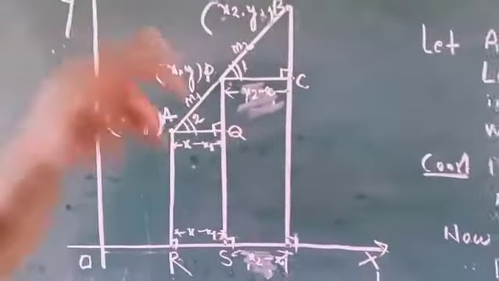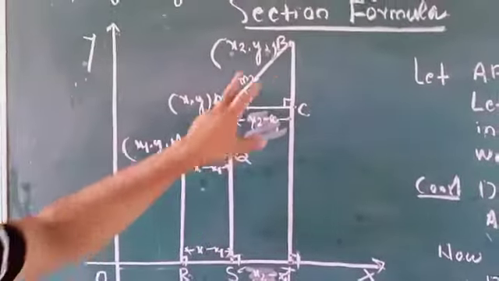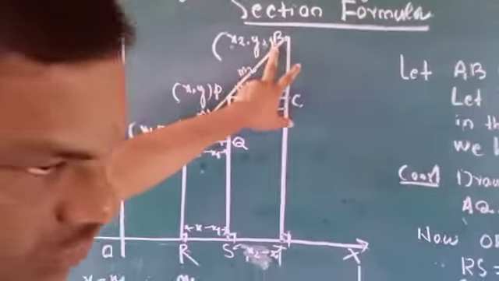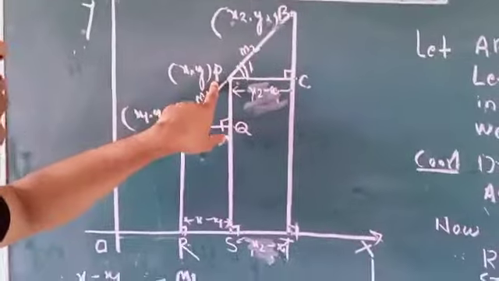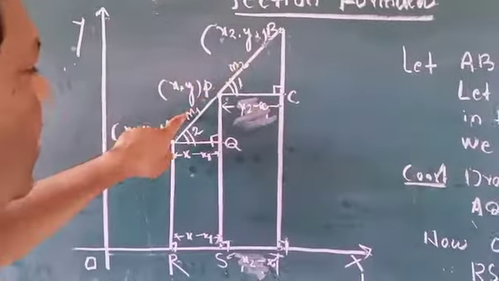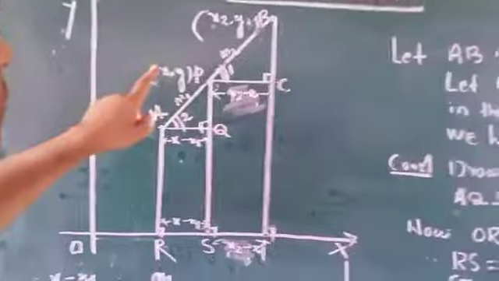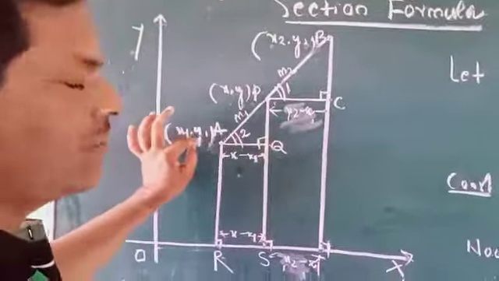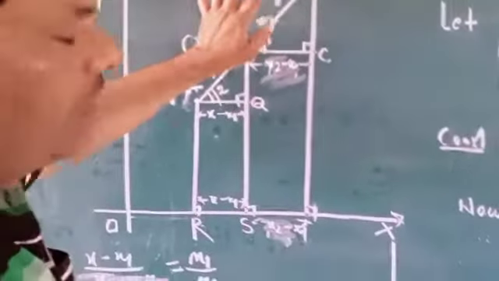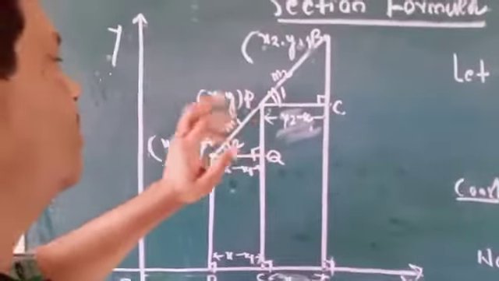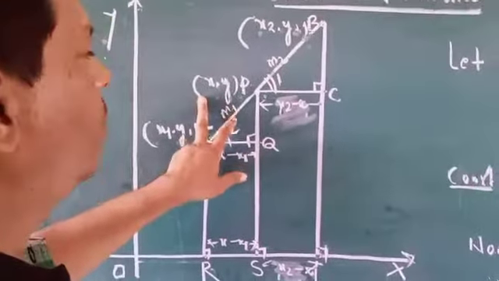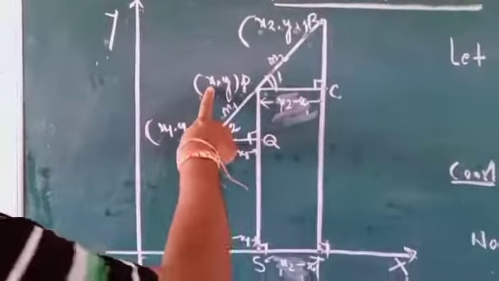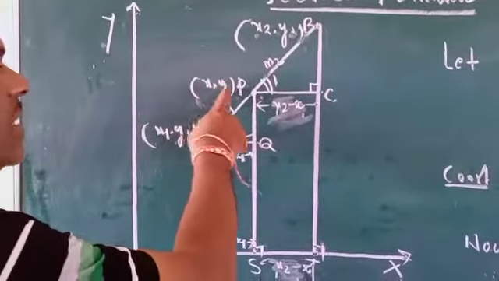Understood what I told? XOY is a plane, AB is a line segment, the coordinate of A is (x1, y1) and the coordinate of B is (x2, y2). Let P be a point which divides AB in the ratio m1 is to m2, where the coordinate of P is, suppose, (x, y). The coordinates of A and B are given. We have to find the coordinates x and y of the point P which divides AB in the ratio m1 is to m2.